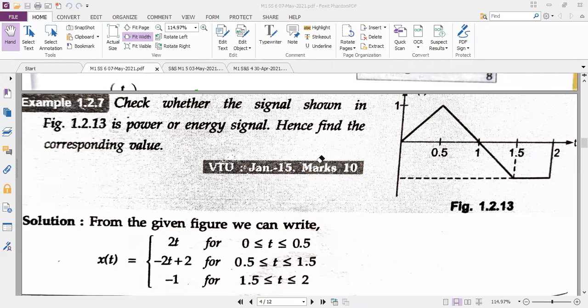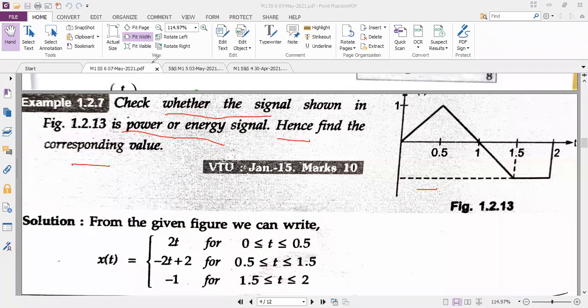So I will give the explanation in the easiest way. You can just take down the question, check whether the signal shown in the given figure is power or energy. Find the corresponding value. If it is a power, you find the power. If it is energy, you find the energy. First step.